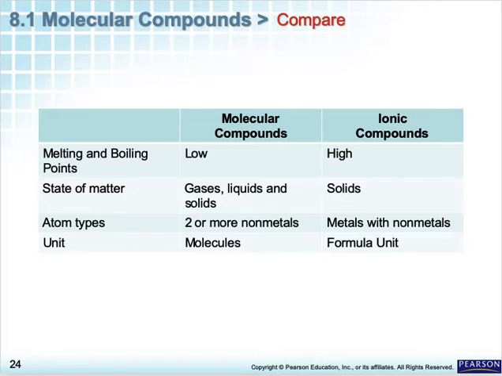Ionic compounds, however, have high melting and boiling points. They are typically solids at room temperature, and they are comprised of a metal and a nonmetal, and the way we refer to that unit is a formula unit, not a molecule.